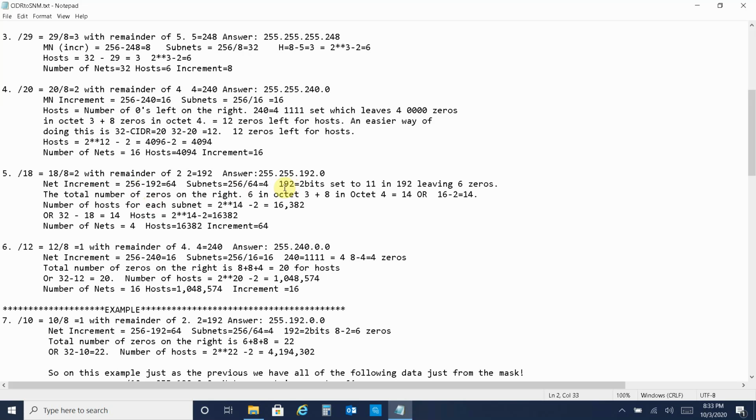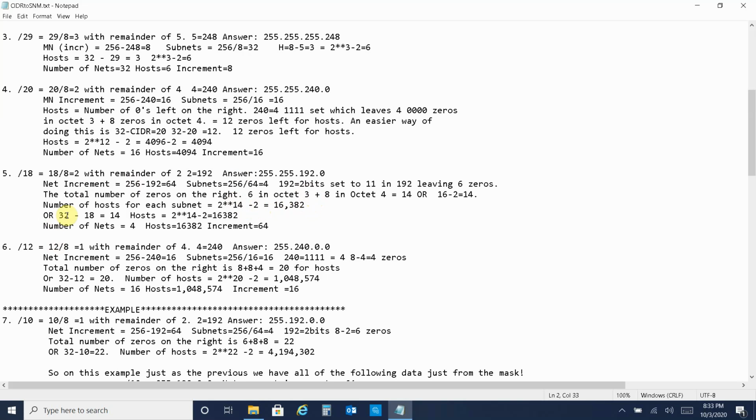But just showing you, that leaves 6 zeros in the octet, 6 plus 8 equals 14. 16 minus 2 equals 14. So again, you can do the 32 minus 18 gives you 14, and you know the number of hosts for each subnet is the formula 2 raised to the 14th power minus 2 equals 16,382 hosts.